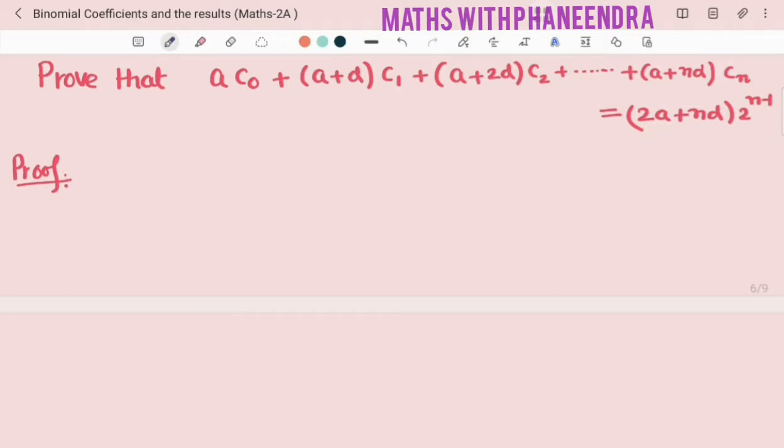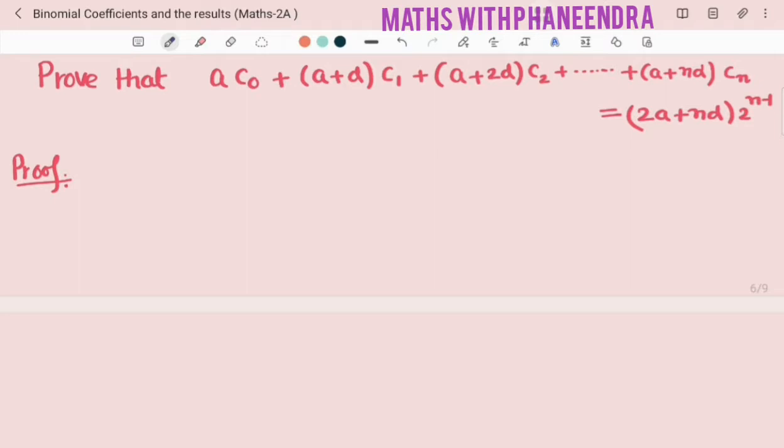In this video, we are going to discuss the results of binomial coefficients in Mathematics 2A in intermediate. Let us have a discussion. The first small theorem: based on this theorem, we may expect a 2 marks question in the public examination in intermediate.